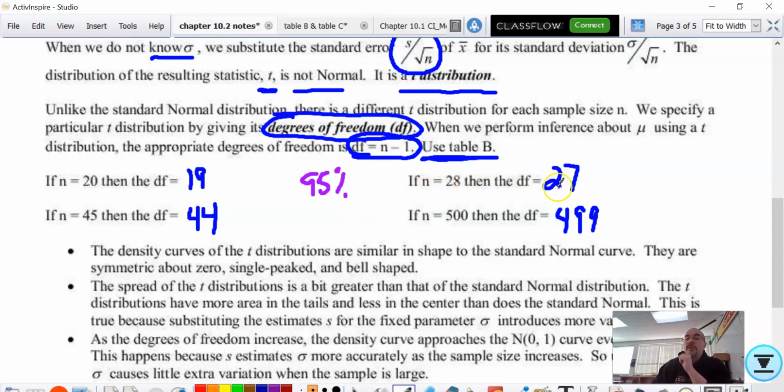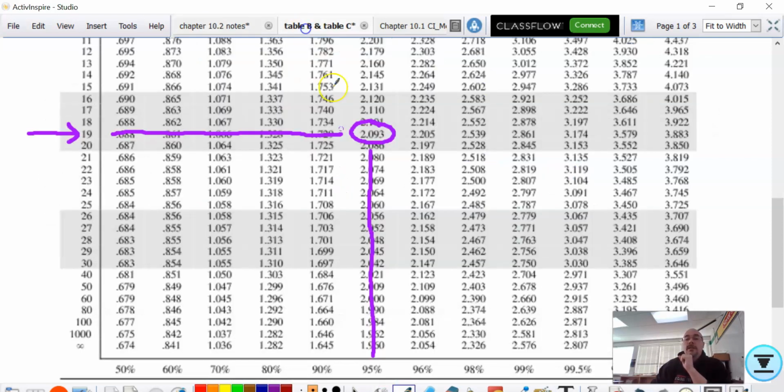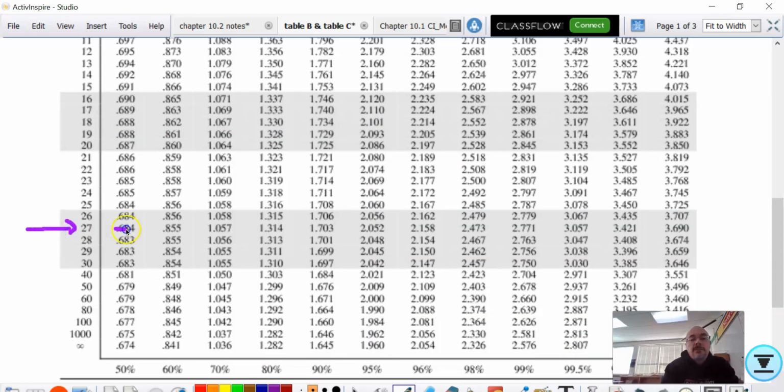Let's say I had 27 degrees of freedom and I want the 95%. I'm going to go back to my table, and I'm going to go to 27. 27 is right here, ladies and gentlemen. So I'm going to go over, and then come up. And so my critical value there is going to be 2.052.